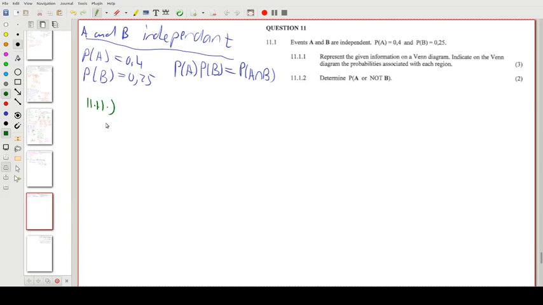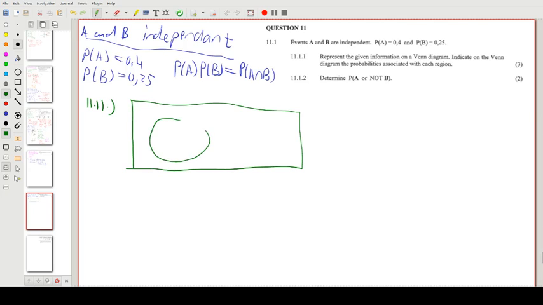All right. Question 11.1.1. Represent the given information in a Venn diagram. Indicate on the Venn diagram the probabilities associated with each region. Okay, so let's draw a big rectangle. And we've got two events, so let's call this A and this one B. Now, it's usually best to start from the inside. So let's find out what this A and B part is.